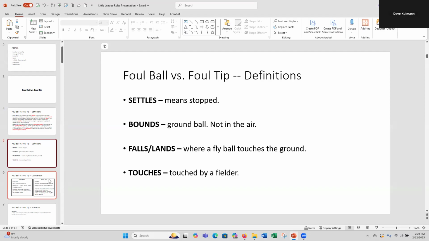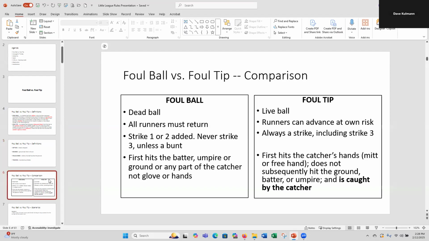So some of the things to really understand on the difference between a foul ball and a foul tip: for a foul ball, it's a dead ball. Foul tip, it's a live ball. So if it is a foul tip, it goes sharp and direct to the catcher's glove, and a runner was on first and stole second, that runner stays at second. They do not have to go back. Whereas if it's a foul ball back to the fence, they have to go back. So all runners must return in a foul ball. Runners can advance at their own risk.